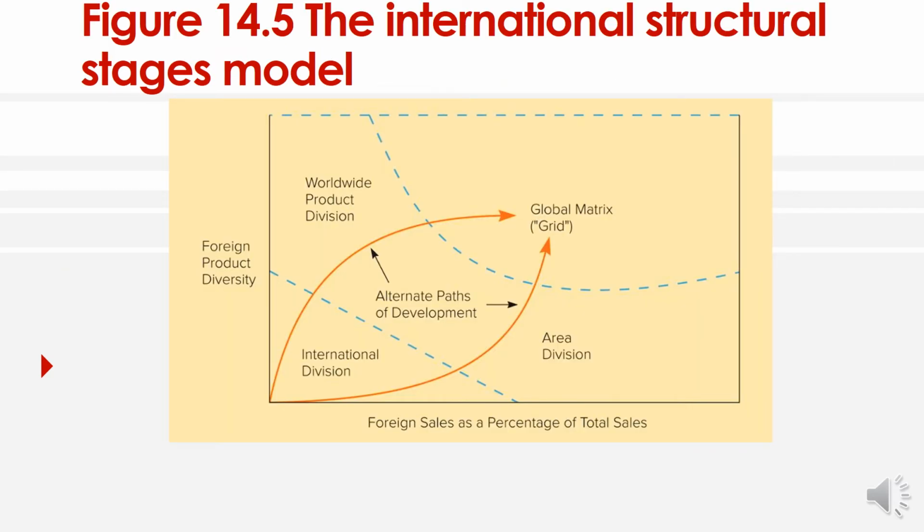Let's look at this slide. We have figure 14.5, the international structure stage model. The graph shows foreign sales as a percentage of total on the x-axis and foreign product diversity on the y-axis. A line begins in the lower left corner and extends upward, curving to the right, through sections named international divisions, worldwide product divisions, and ending at the global matrix grid.